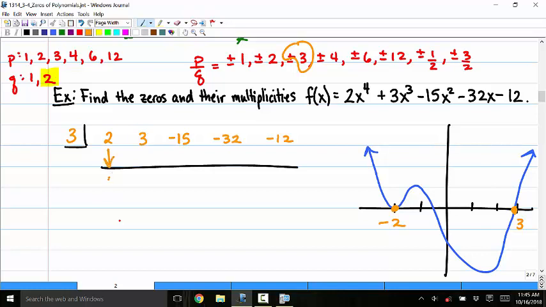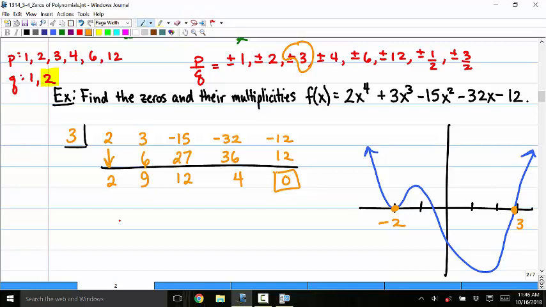Drop it. 2 times 3 is 6. 9 times 3 is 27. 12 times 3 is 36. 4 times 3 is 12. Did I just verify that x equals 3 is a 0? Yes. Because my remainder was 0.